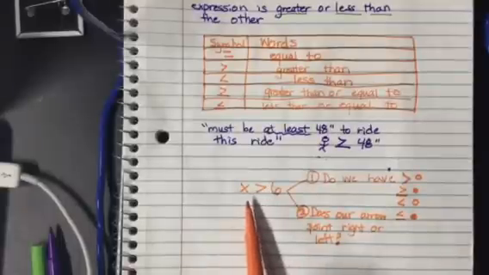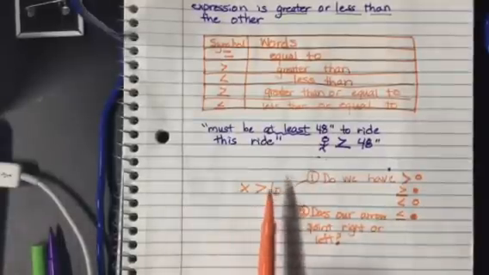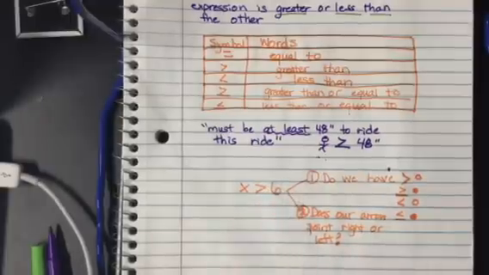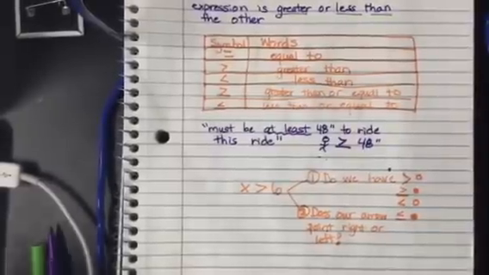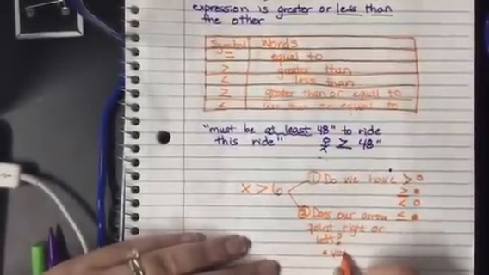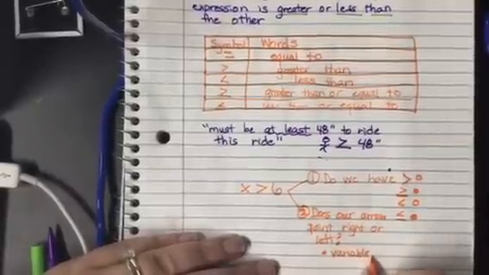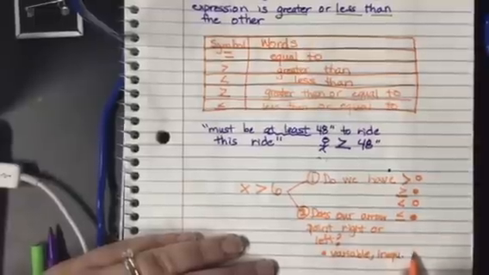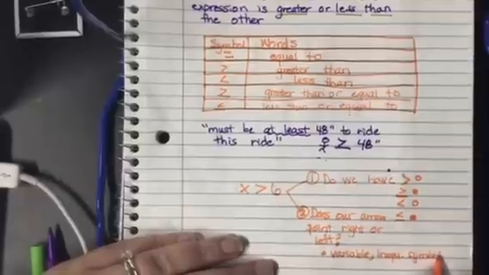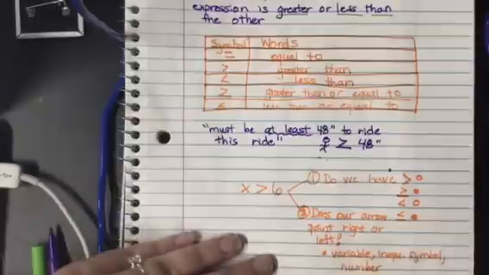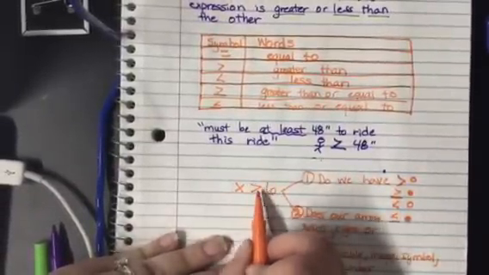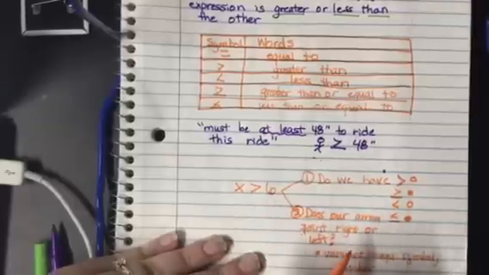We look to see, first, is our inequality written variable, inequality, number? It has to be in that order to follow this rule. Okay? So, variable first, inequality symbol second, number third. If it's in that order, all we have to do is see where our symbol is pointing, and our arrow is going to point the same way.